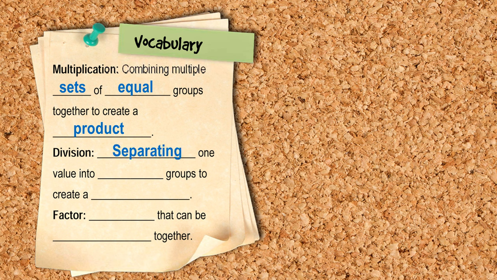Division can be defined as separating one value into equal groups to create a quotient. The quotient is the name for the answer to a division expression. Factors are values that can be multiplied together. So 3 times 2 equals 6. 3 and 2 are our factors. They're very specific values because they're part of a very specific operation.